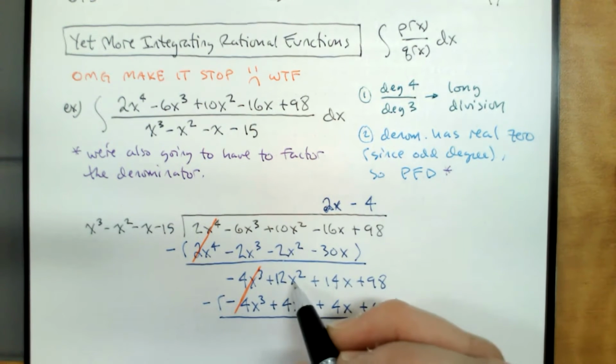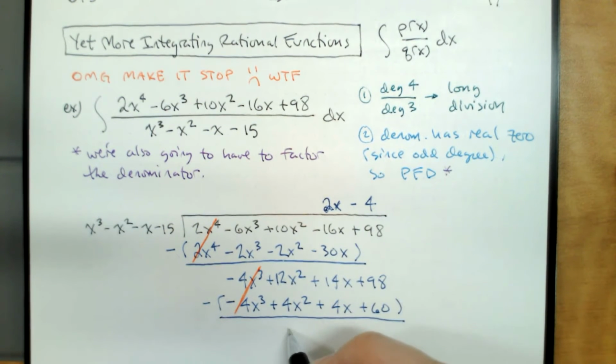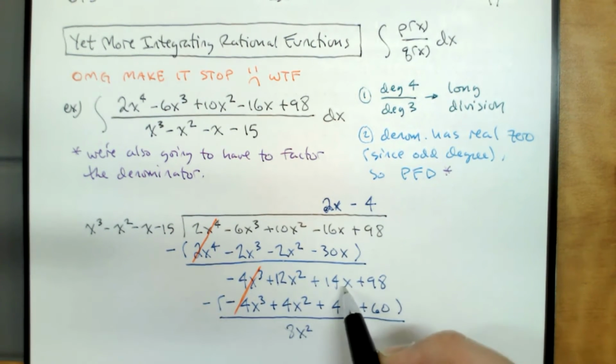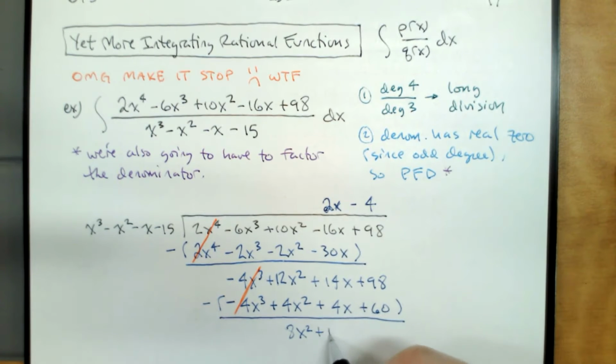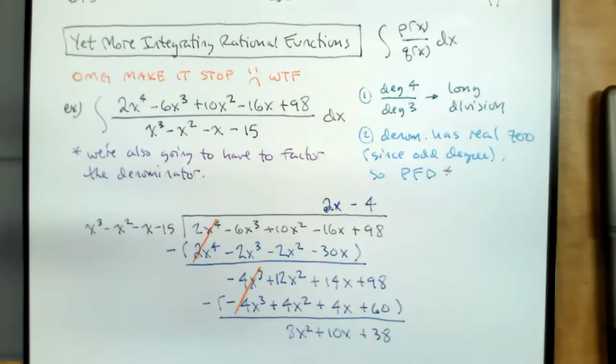All right, and then 12 minus 4, we're going to have 8x squared. 14 minus 4 is 10x. 98 minus 60 is 38. Now, if I want to subtract x cubed from x squared, I'm going to need x's in the denominator, and that's what we're trying to avoid. That's for chapter 9, when we start talking about power series. So we're going to say now we can't subtract x cubed from x squared. This is our remainder.